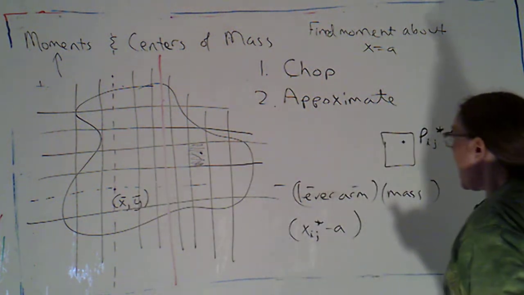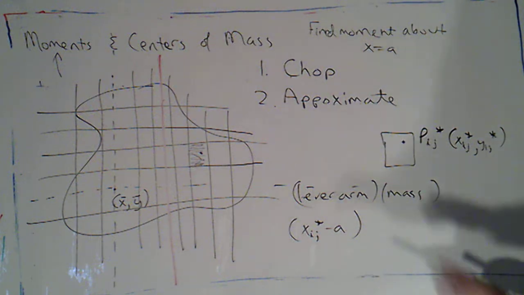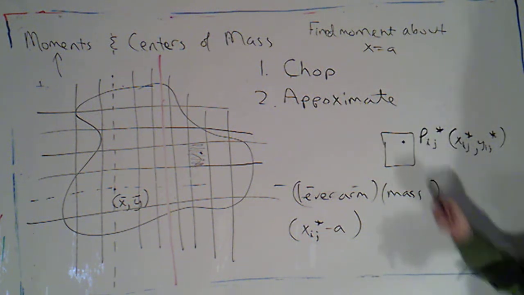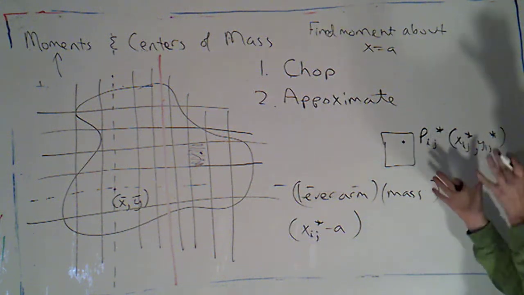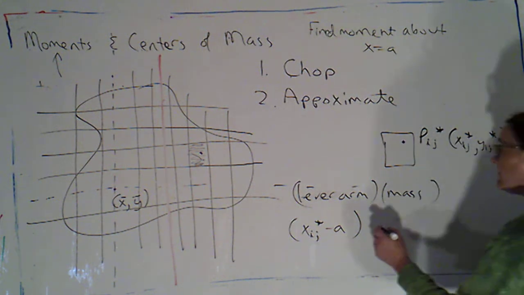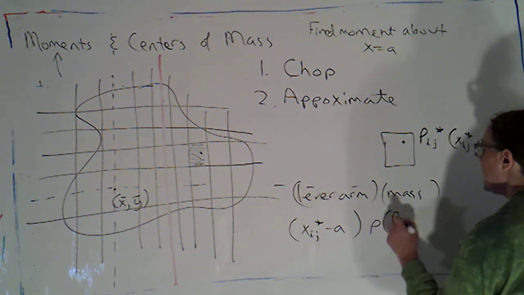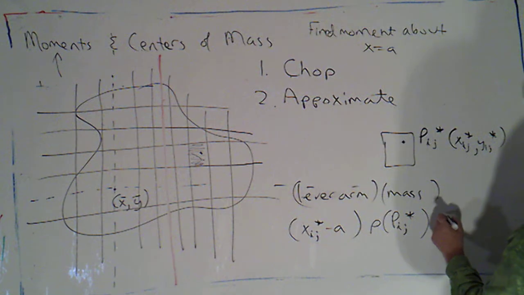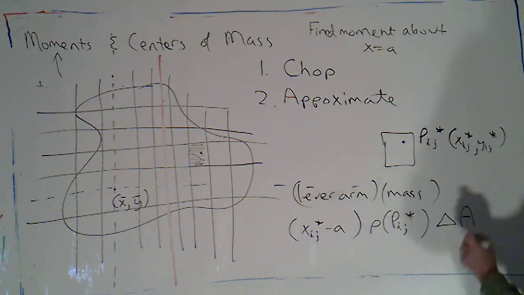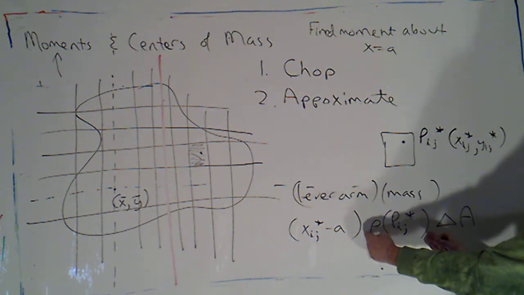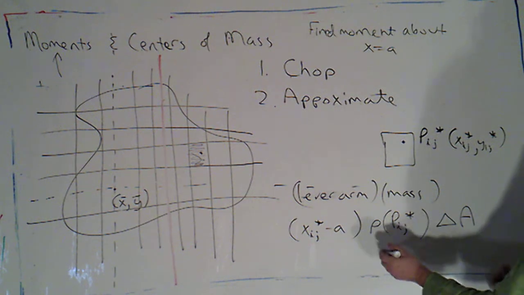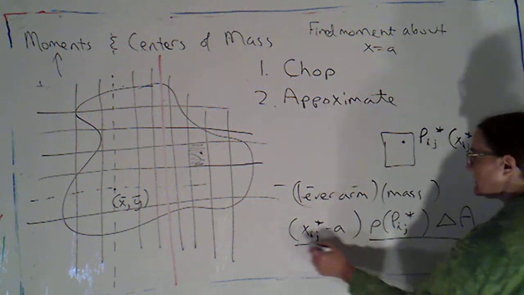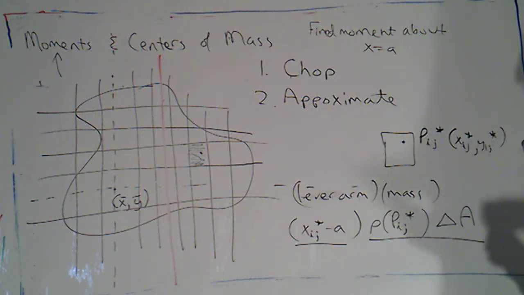Okay. All right, and then for the mass, well, if this isn't homogeneous, I don't have just a constant density, but I have a density function. So I can take rho evaluated at my representative point times the area. So the density function, which is mass per area, times area. So this is approximating the mass. This is approximating the lever arm.